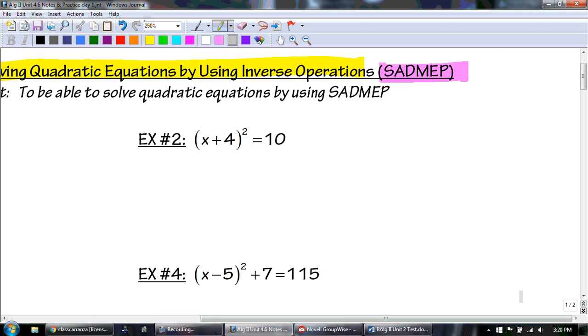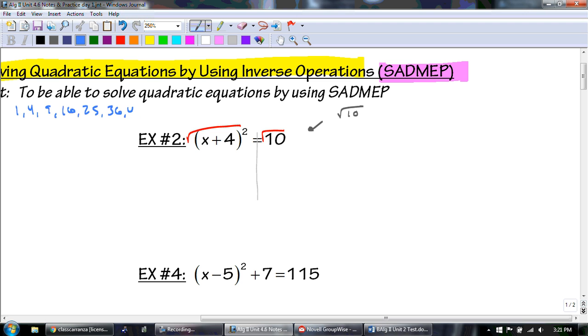All right, example number 2. So same thing, I'm following the inverse operations. There is nothing outside of the parentheses except for the square, so I need to take the square root of both numbers. So we got in the habit of breaking down the square roots by the perfect squares, and the perfect squares are 1, 4, 9, 16, 25.